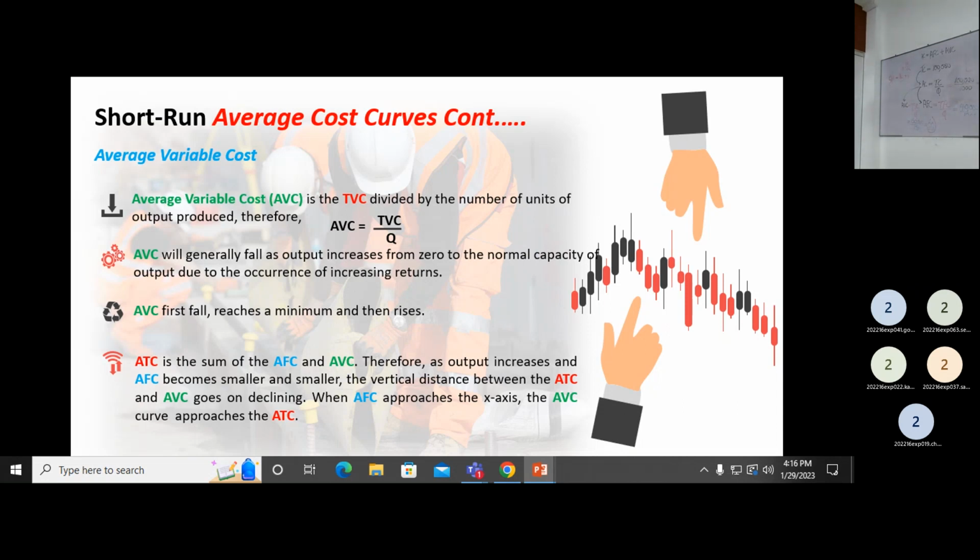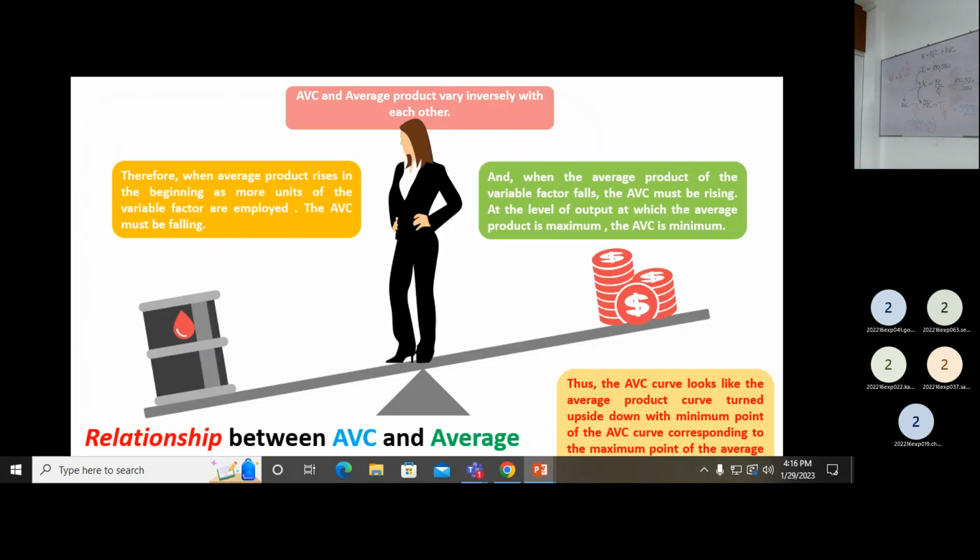Okay. So we'll see these things in our later slides. At the moment, please skip this part. I will explain this part later on. So here it says average cost first falls, reaches a minimum, and then rises. We'll see how it happens. Accordingly, we need to know the relationship between average variable cost and average product.